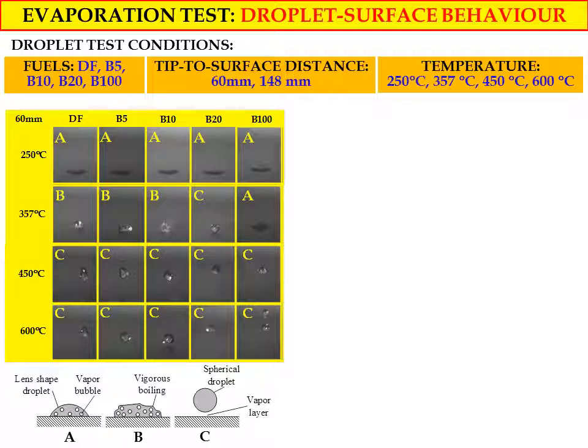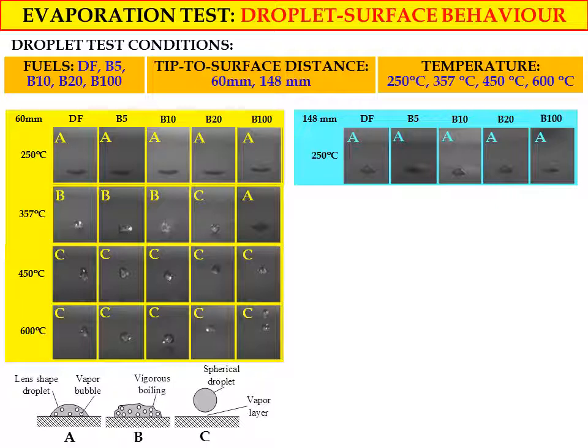And further, after you increase the temperature to 600 degrees Celsius, we have similar behavior as at the surface temperature of 450 degrees Celsius, where the droplet is still bouncing. So we have a single droplet bouncing on the hot surface. However, depending on the fuel, for example B100, sometimes we have broken droplet behavior. However, the droplet is still bouncing on the hot surface. So we will have more than one droplet bouncing on the hot surface, especially for B100.